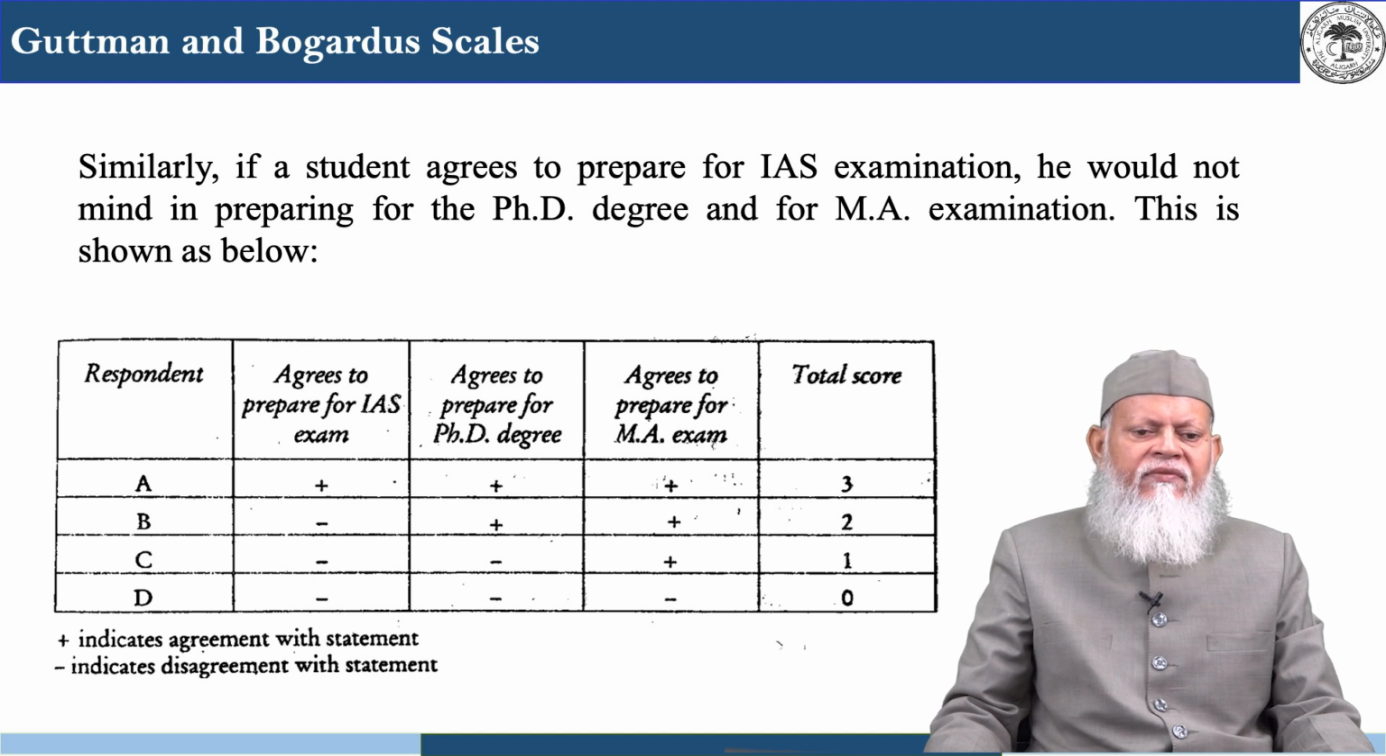And also, if there is a respondent C, then he has only agreed to prepare for the MA examination, and D is for 0. D is not ready for anything, that is total score 0. So here again, if one agrees to prepare for the toughest examination, that is the IS exam, then of course he agrees to prepare for the PhD degree and for the MA examination. So here also the positive indicates agreement with the statement and negative indicates disagreement with the statement.